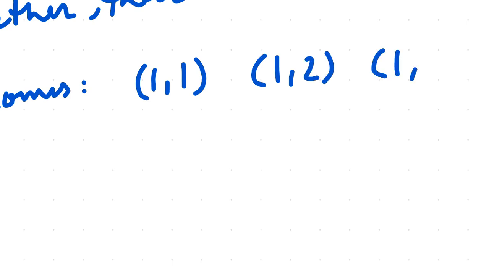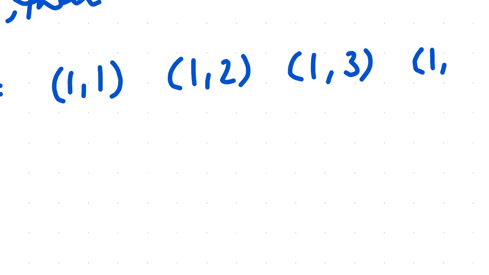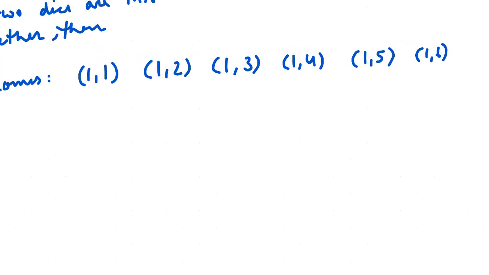See, we can get one on first die, one on second, one on first, two on second, one on first, three on second, one on first. And now we will take when we have number two on second die, and we will take rest of from 1 to 6 on second, okay? Similarly.